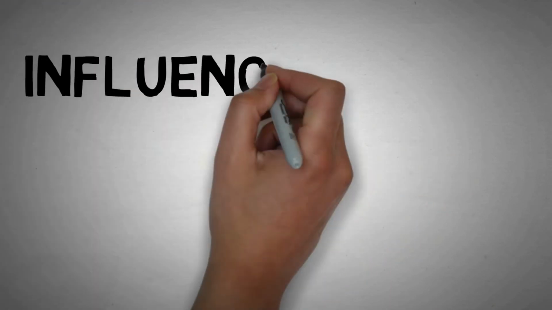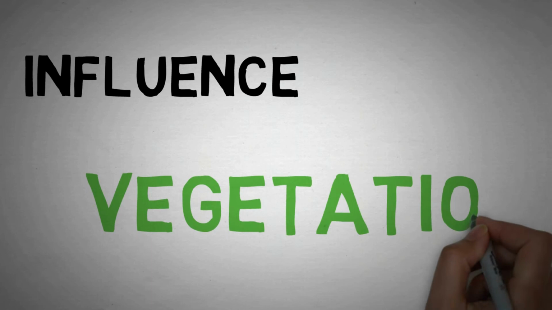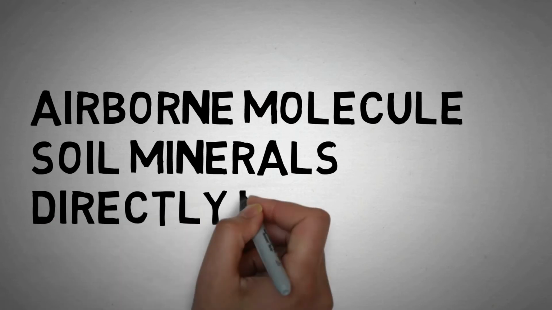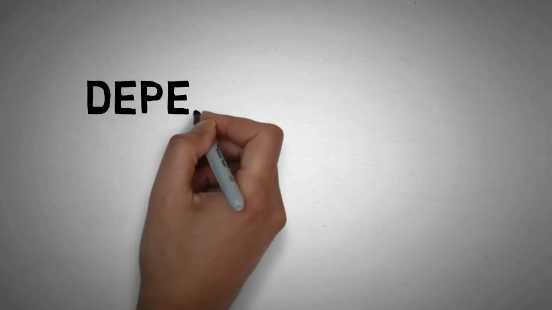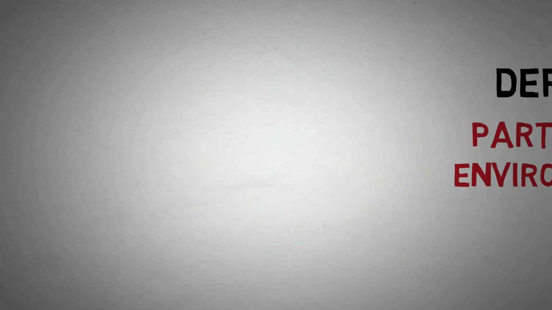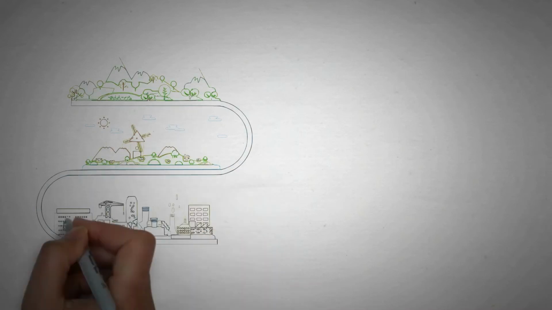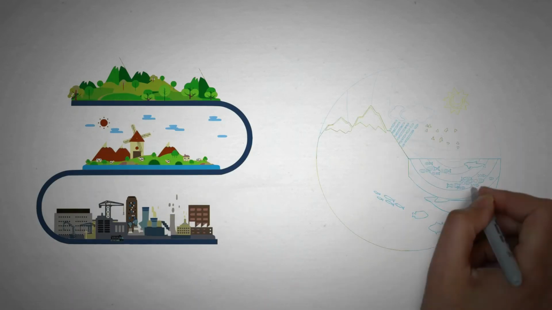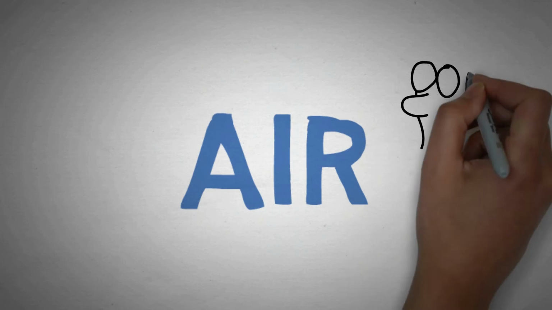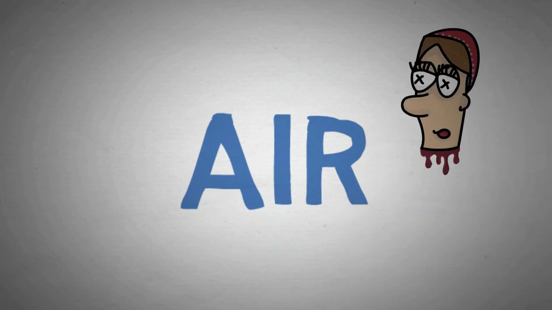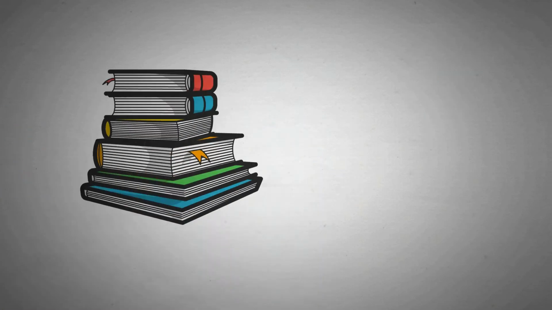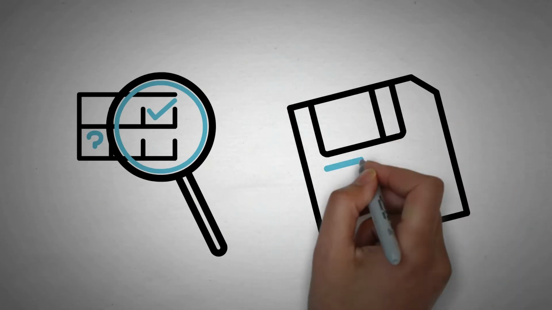Air pollution has a lot of influence on vegetation by attacking its growth sources, such as airborne molecules, soil minerals, or directly its organisms, depending on the particular pollutant or environmental pollution conditions. Last but not the least, air pollution may harm an ecosystem as a whole, and not only a particular organism from it. Let us not forget that living with air comes alongside with dying with air, and sometimes even dying because of it. So, with what we know now, how can we help save it?